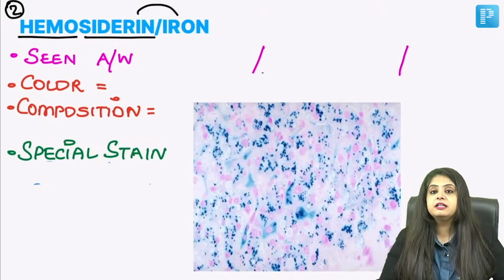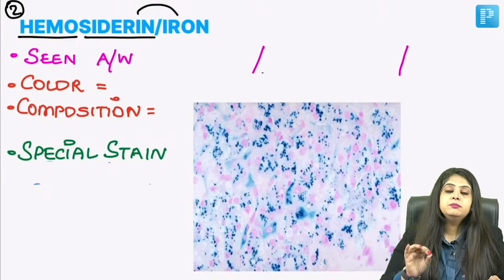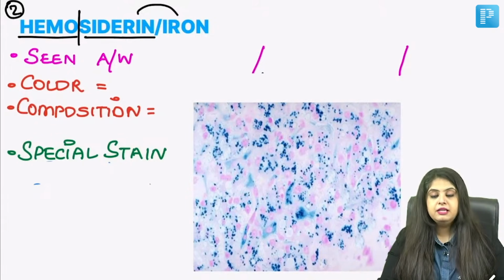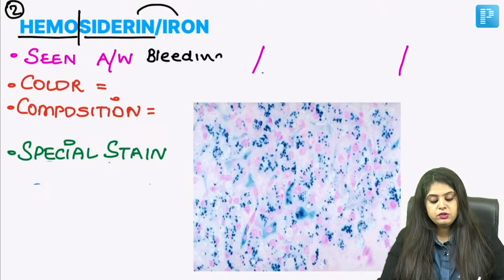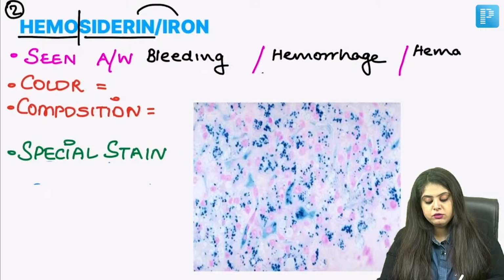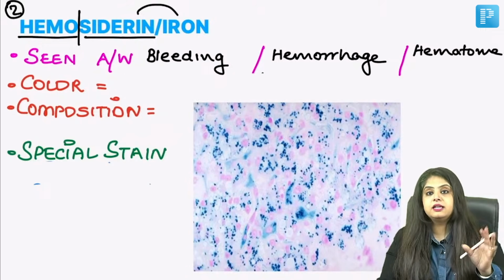Sidro word means iron. So in simple words, can I say hemosiderin pigment is nothing but iron? So you tell me, break the word hemo. This will be seen in some kind of a bleeding situation. You call it bleeding, or you call it hemorrhage, or you want to call it hematoma, your wish. As long as you are writing something to do with bleeding, it works.